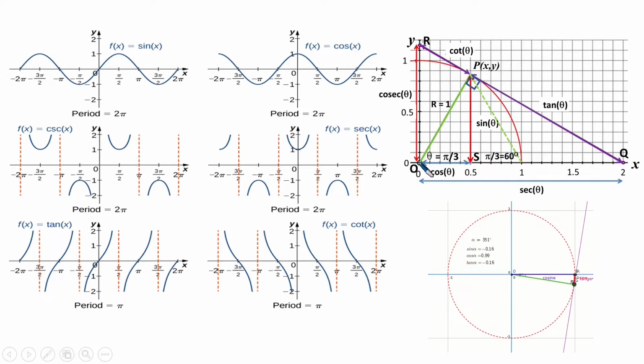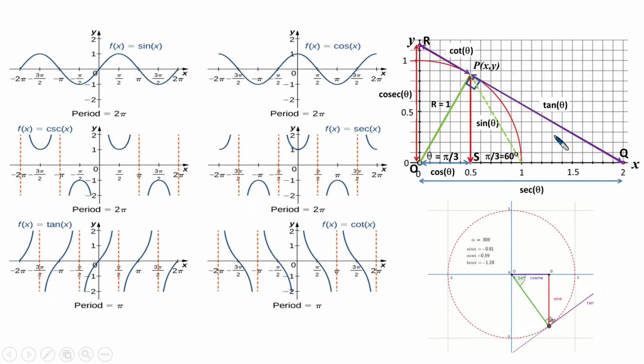So secant is the distance from the origin to this intersection point at the x-axis, and cosecant is the distance from the origin to the tangential line crossing the y-axis. So we have plotted it. And if you now see tangent, now this is tangent.